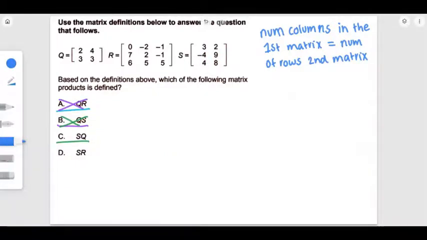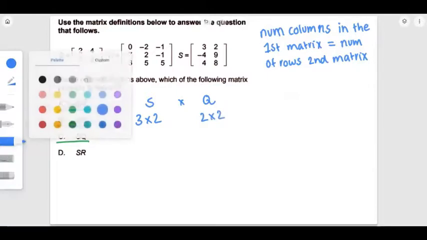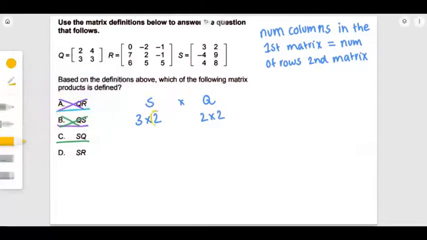Choice C says that SQ is defined. Let's find out. Now S, as we said in choice B, is a 3 by 2 matrix, while Q is a 2 by 2 matrix. As you can see, the number of columns in the first matrix is 2, and the number of rows in the second matrix is also 2. So they are equal, which means it is defined. So the answer choice is C.